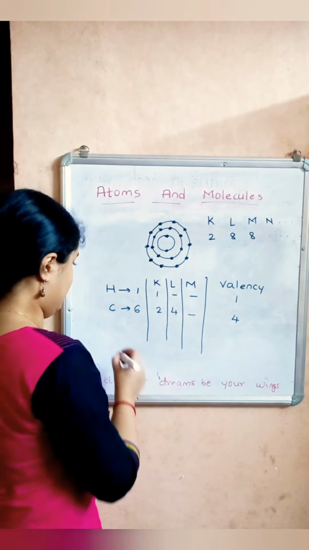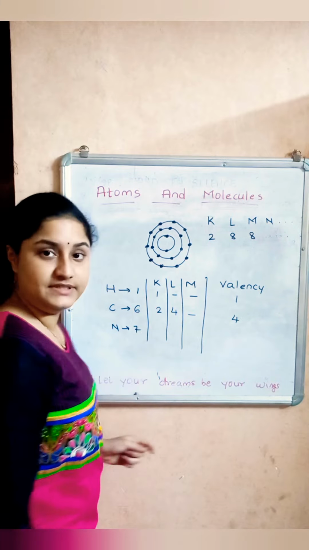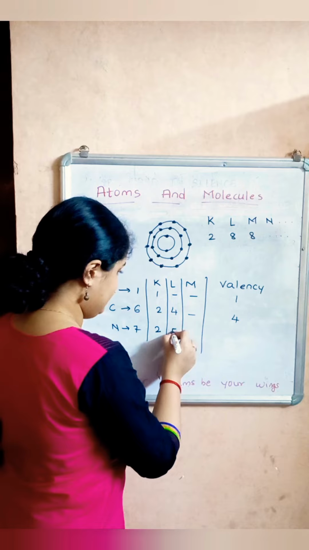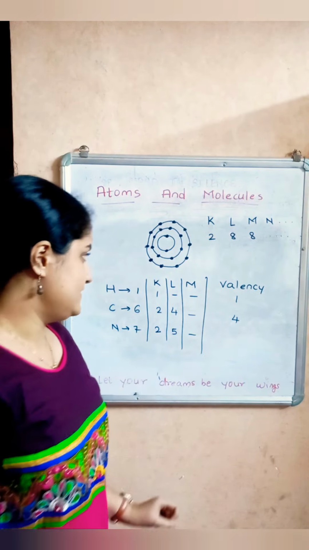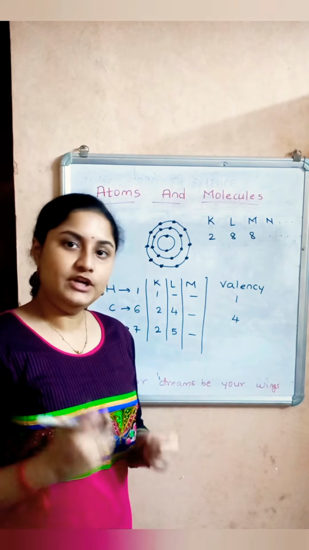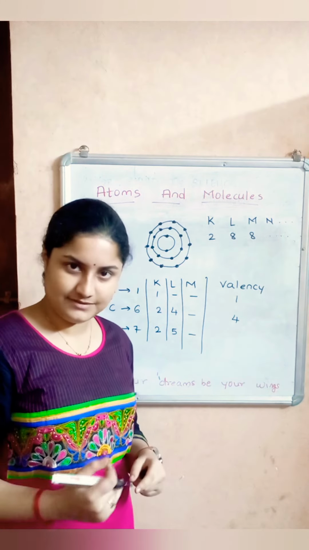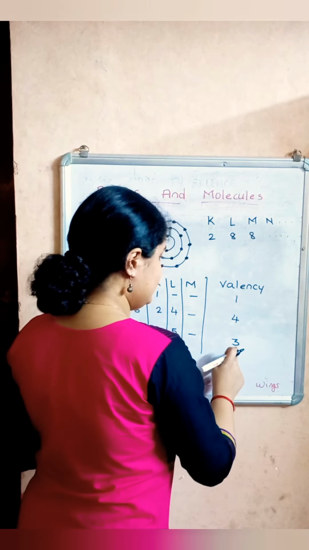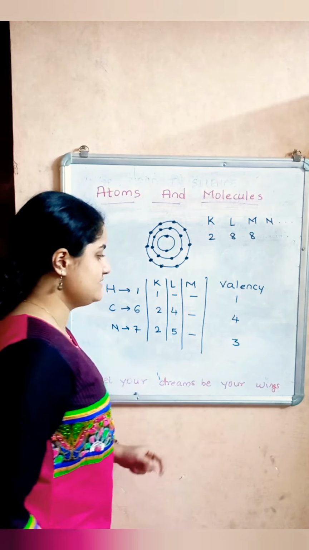Okay. Now if we take nitrogen, okay, its atomic number is 7. So it will be 2 and 5, right? So now what will be the valency? It is having 5 electrons, okay. So instead of losing these 5 electrons, it can gain 3, right? So it will prefer to take 3 electrons, okay. So that's why its valency is 3.